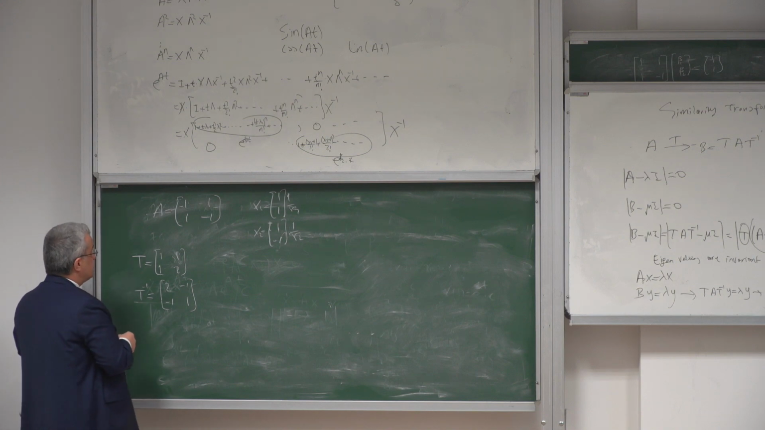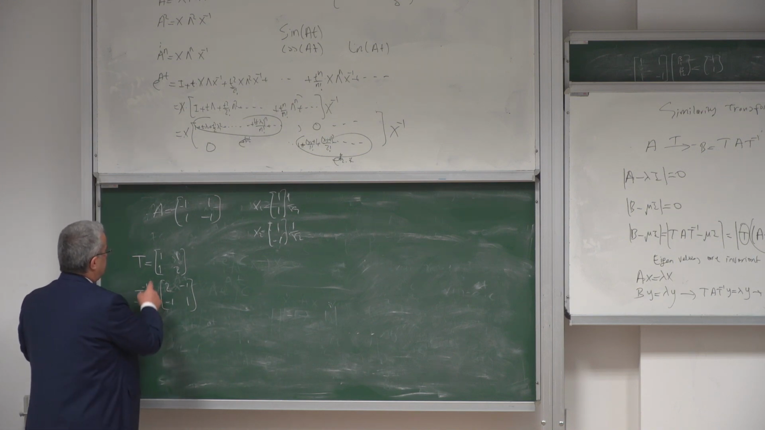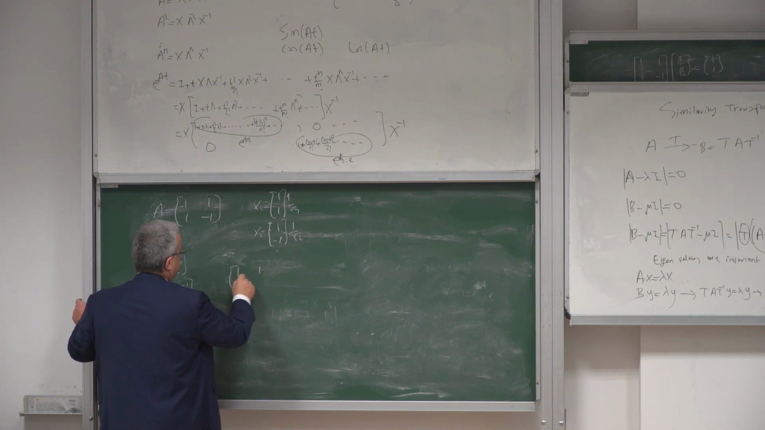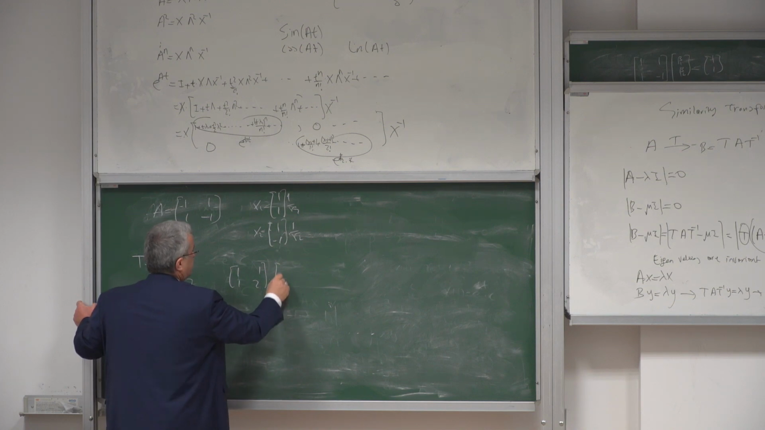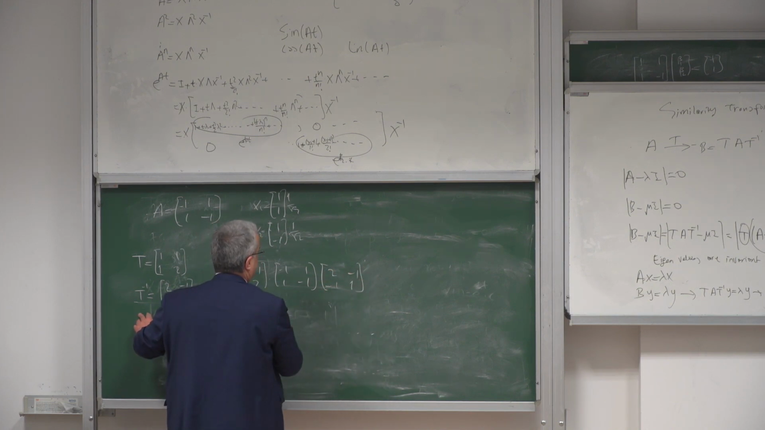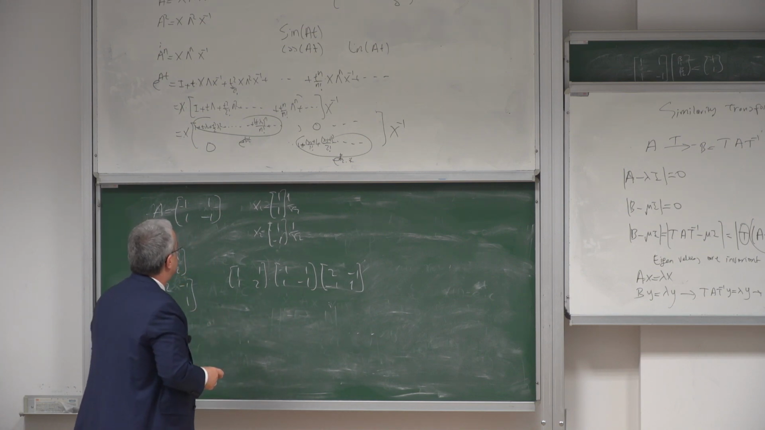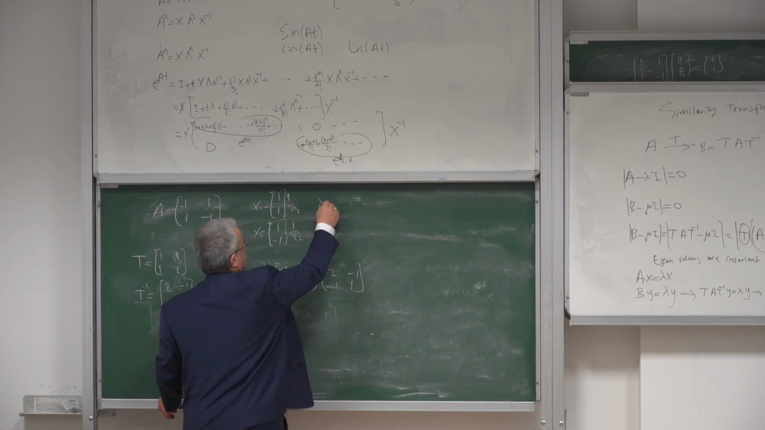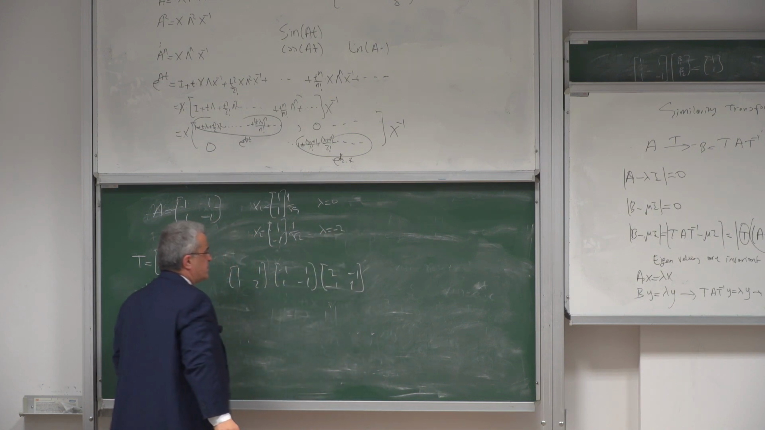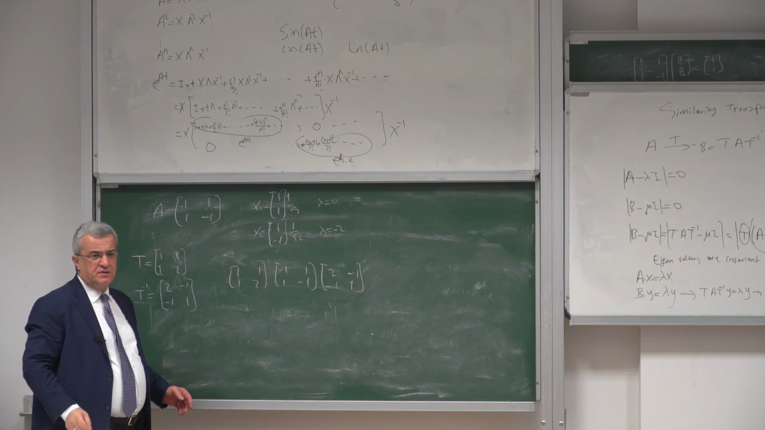So what we are saying is that T inverse, so [1, 1; 1, 2] times A times [1, -1; 1, -1] times [2, -1; -1, 1], has the same eigenvalues. This is lambda equal to 0. This is lambda equal to minus 2. It has the same eigenvalues as this one.